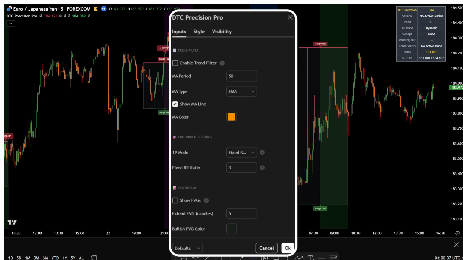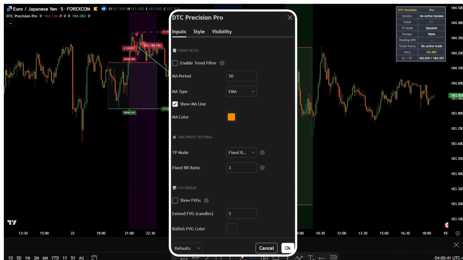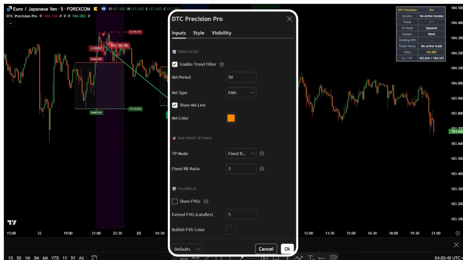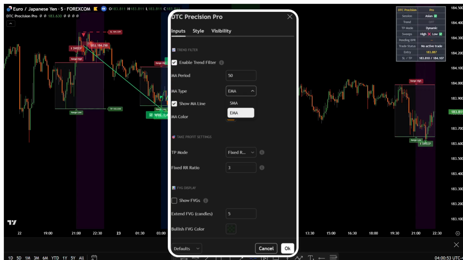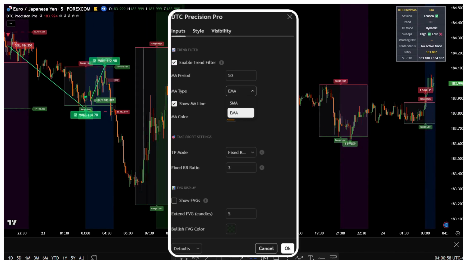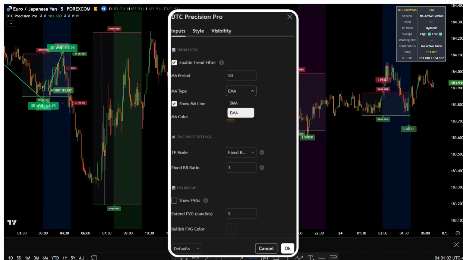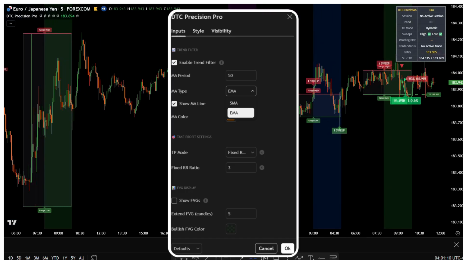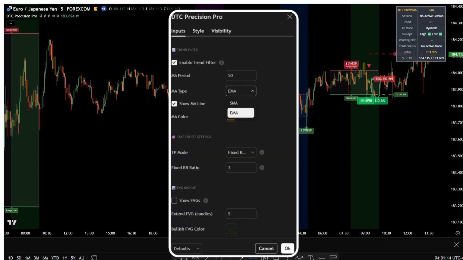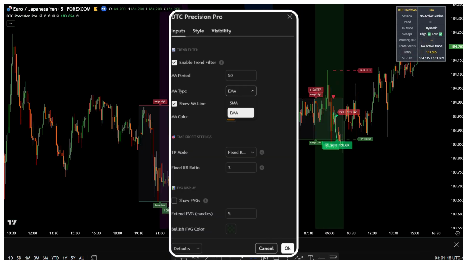The trend filter is optional, off by default. When you enable it, the indicator adds a moving average to the chart. You can choose between EMA and SMA and set the period. Default is 50. When it's on, buy entries only trigger when price is above the MA, and sell entries only trigger when price is below. This keeps you aligned with the higher trend instead of fighting it.